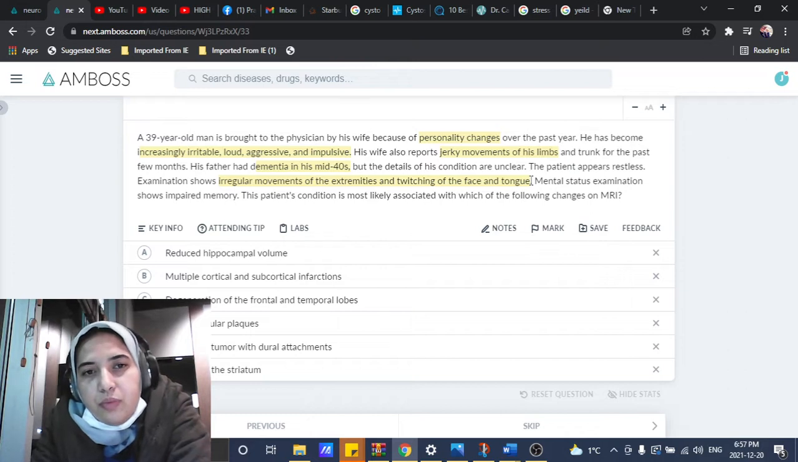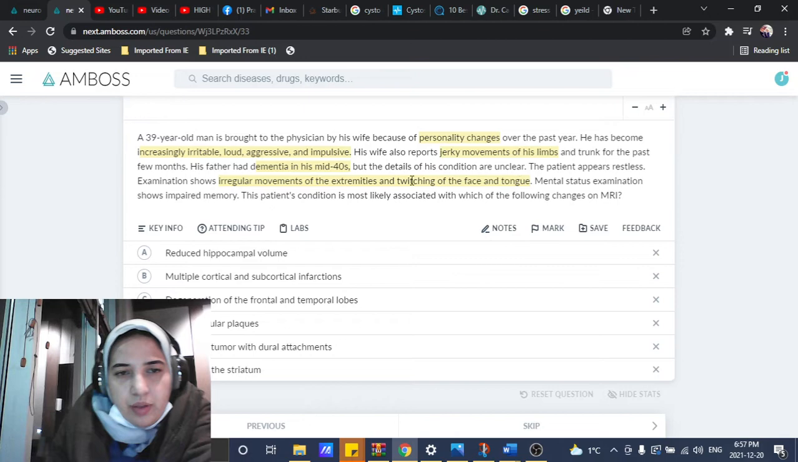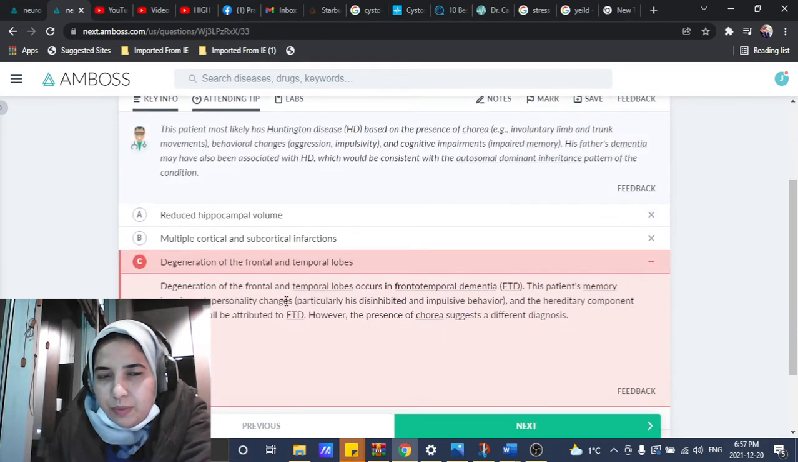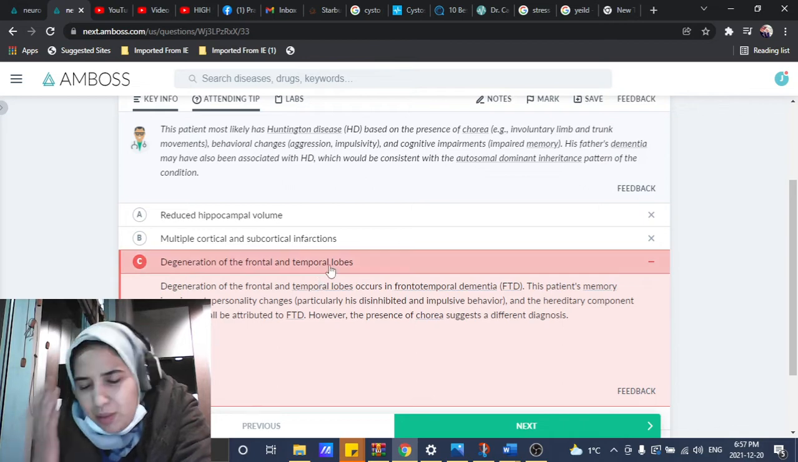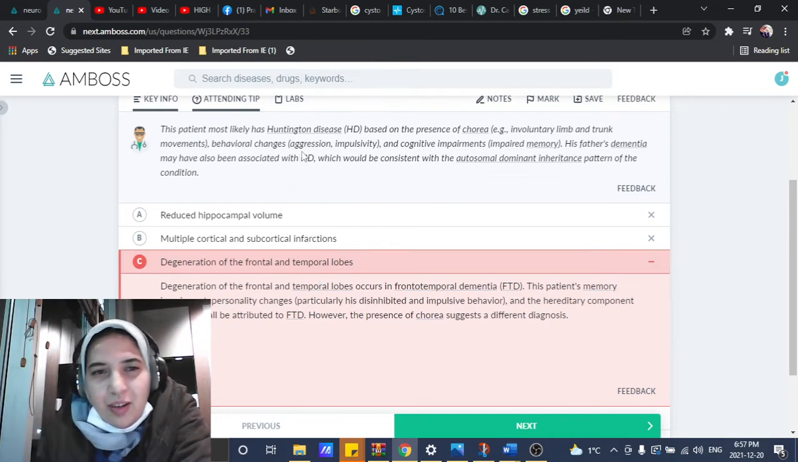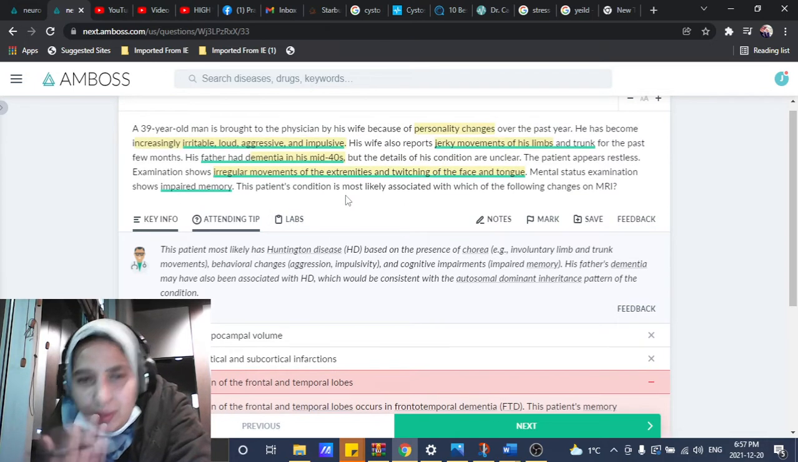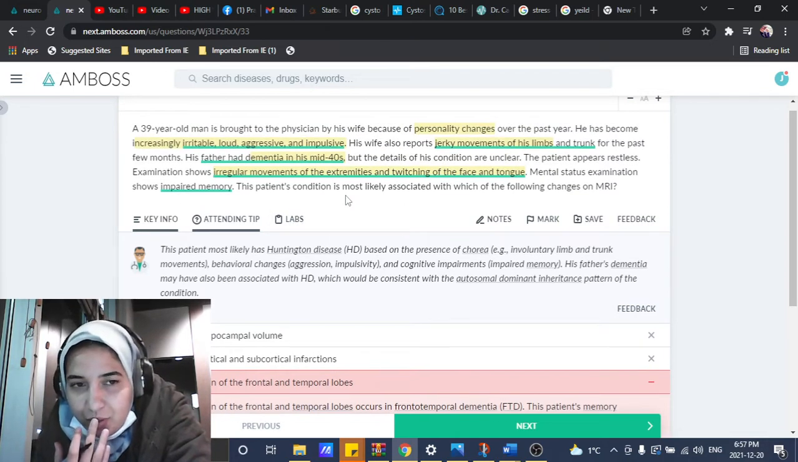I could be wrong, but I'm just going to go with that as my answer. So I'm going to pick degeneration of frontal and temporal lobes. Okay, so that's wrong. Well, that's frontal temporal dementia. Gosh. Oh, he has Huntington's. Wow, I'm really dumb today. Okay, so he has Huntington's. Why did I pick Parkinson's? I always confuse the two, to be honest.